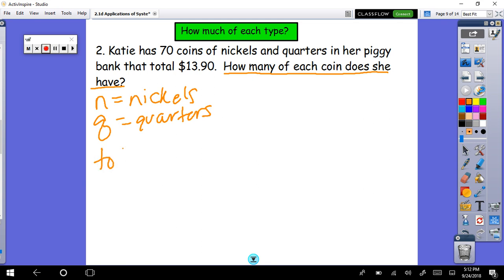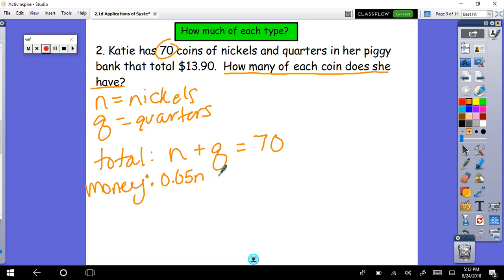So I have a total equation again, and I have total number of nickels plus quarters, 70 coins. So N plus Q equals 70. Then similarly, I'm going to have a money equation, except this problem doesn't tell me, like the last one told me I had $6 rolls and $8 rolls. This one doesn't tell me how much a nickel or quarter is worth because you should know that. So a nickel is 5 cents. That's going to look like this, 0.05 N. And a quarter is 25 cents, so that's 0.25 Q. And altogether I have $13.90.